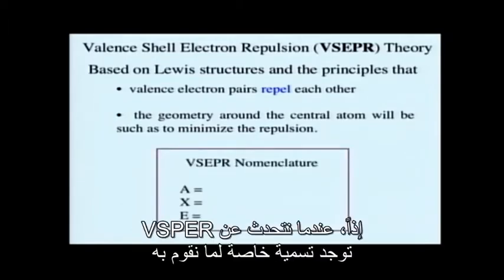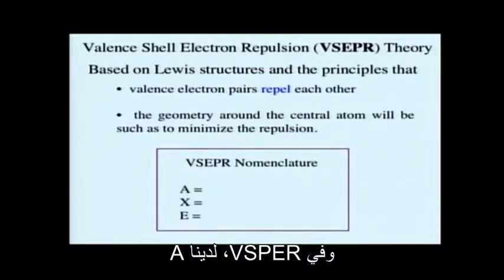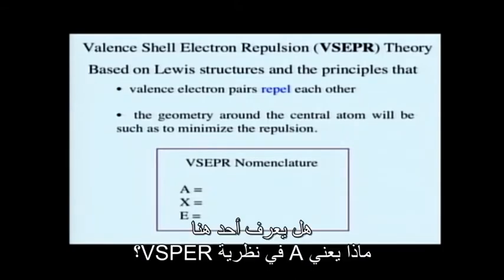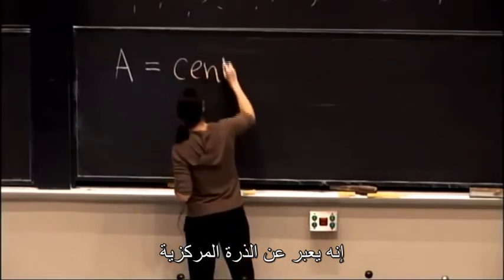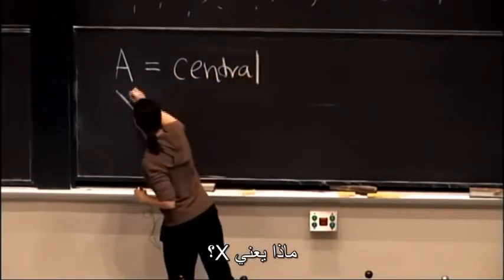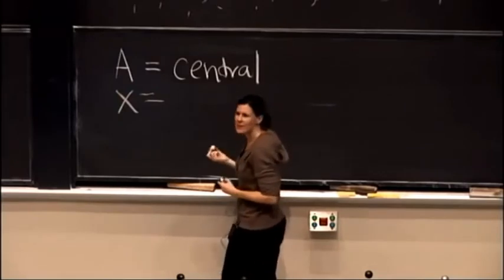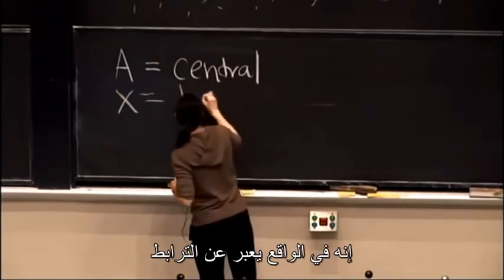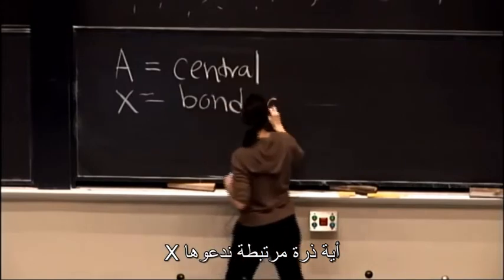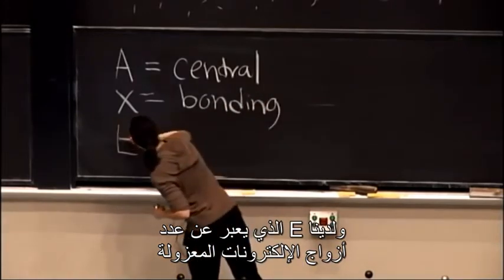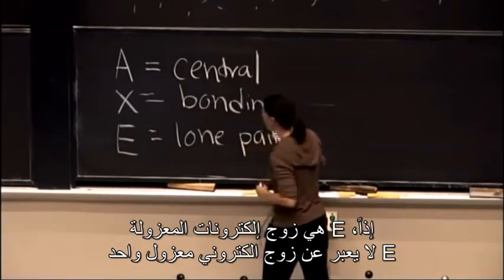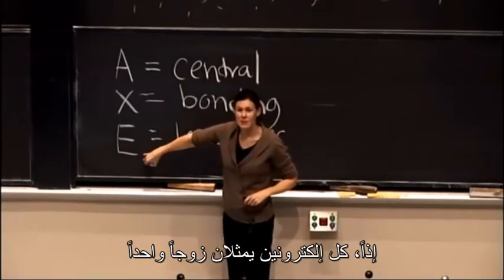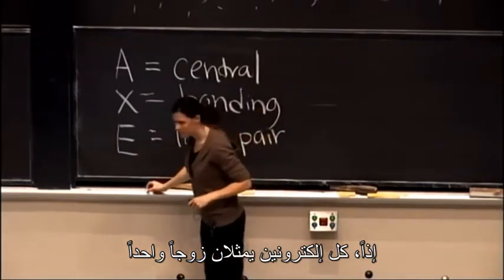So when we talk about VSEPR, there's a special nomenclature that we use. In VSEPR, we have A. Does anyone know what A means in VSEPR theory? It's the central atom. What about X? This is actually the bonding atom; any bonding atom you call X. And then we have E, which is equal to lone pairs. So E is a lone pair. E is not a lone pair electron, so if you have 2 electrons, that's 1 lone pair.